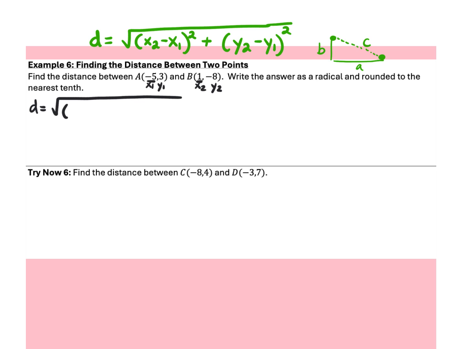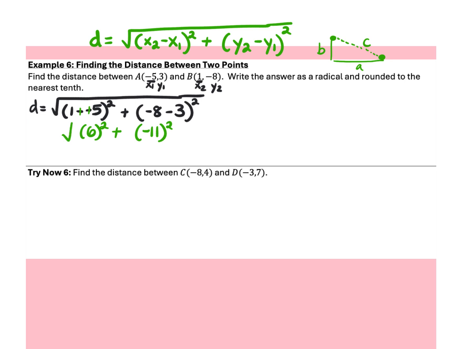So I'm going to subtract and do x2 minus x1. So that's 1 minus -5, and then it's quantity squared. And then we'll do the same with the y's. So y2 is -8 minus 3. And really, the order in which you subtract doesn't matter. That's just going to change whether it's a positive or a negative. So 1 minus -5 is 1 plus 5. That is 6 squared. And -8 minus 3 is -11.